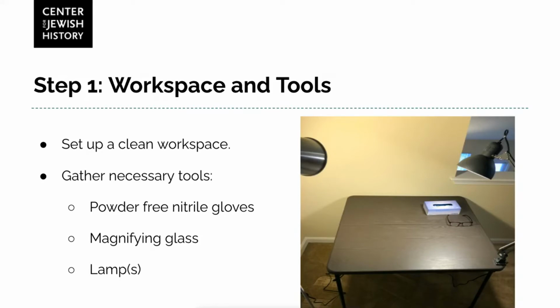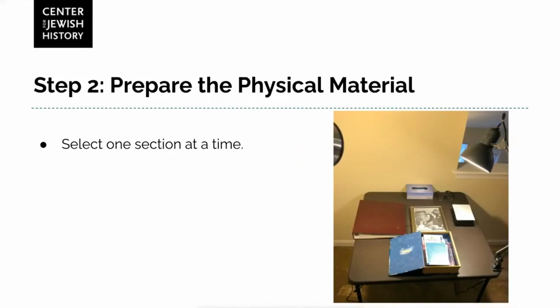Then gather any necessary tools that will assist you with handling and examining the material. This will depend on the nature and the condition of the material you're working on. This could mean ensuring you have sufficient lighting to see what you're handling, or a magnifying glass to see the writing on the back of a photo, or to make out handwriting in documents, and powder-free nitrile gloves to handle photos or fragile documents. Step 2 in organizing is preparing the physical material.